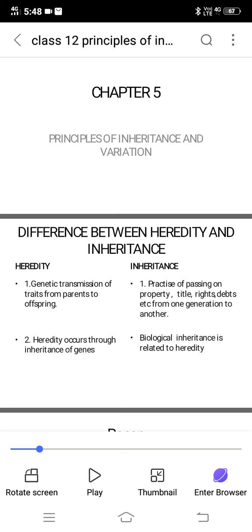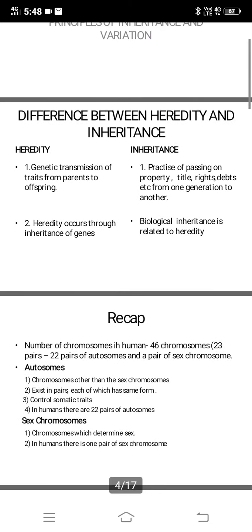That means property, it can be property, it can be a title, like the king gives his throne to his son. So it's like inheritance, the property is given from parents to their children. But heredity deals with only the genes, the genetic transmission. And second point, heredity occurs through inheritance of genes, as I told you just now, and biological inheritance is related to heredity. So inheritance in terms of biology, when we consider, that is heredity.